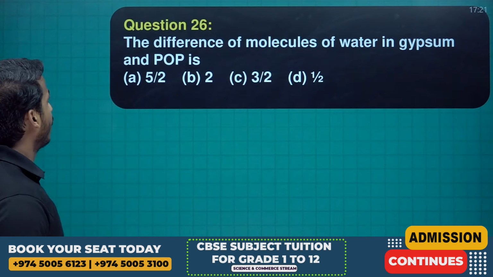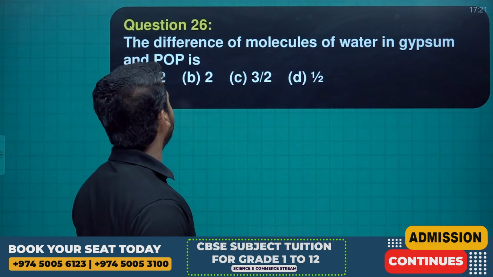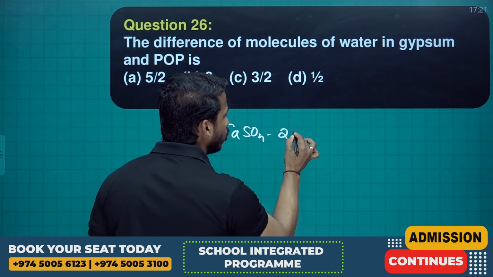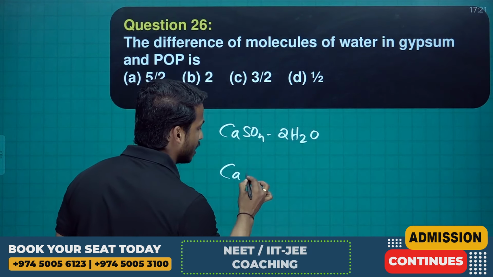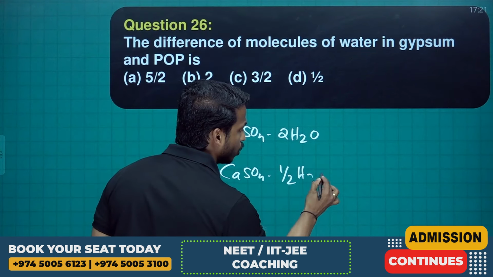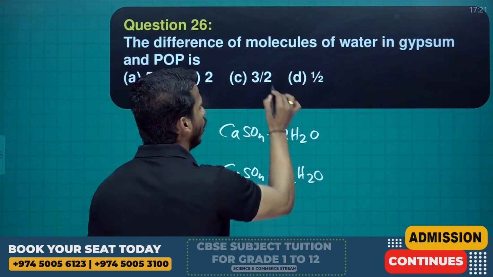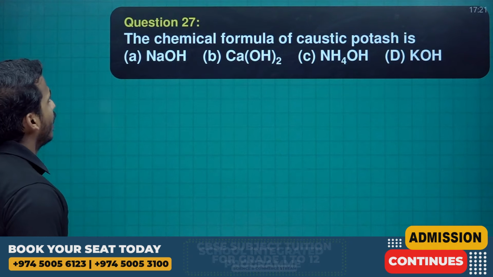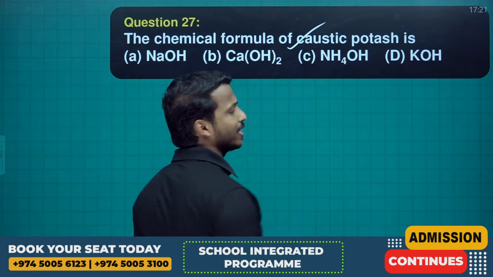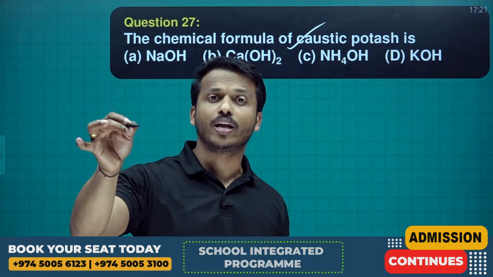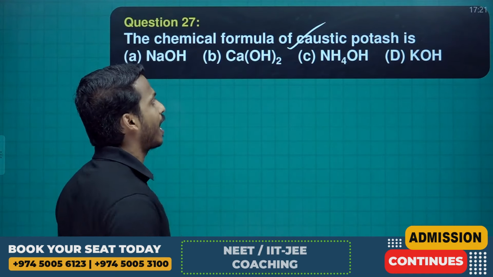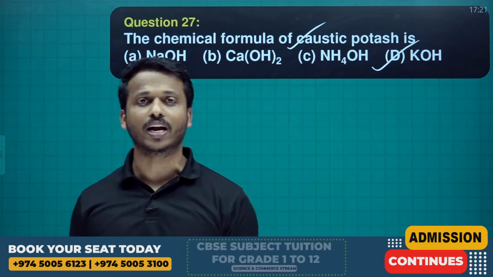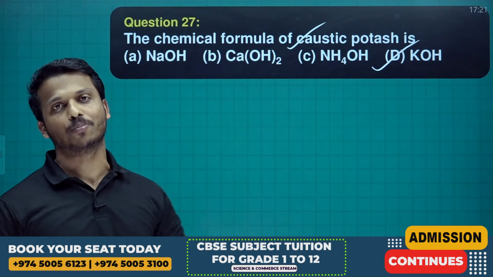Yes, let's go with option A. Next one. The difference in molecules of water in gypsum and plaster of Paris: gypsum is calcium sulfate 2H2O, whereas plaster of Paris is calcium sulfate half H2O. So the difference is 3/2 H2O, right? 3/2 is 1.5. Yes. Now the chemical formula of caustic potash: as I told you, caustic soda is sodium hydroxide, and caustic potash is potassium hydroxide, my dear. Caustic soda is a common name of sodium hydroxide. Caustic potash is a common name of potassium hydroxide.